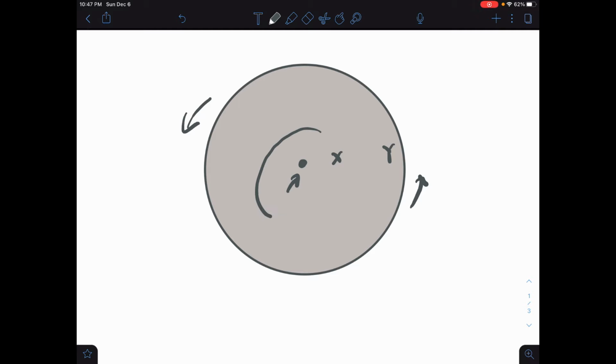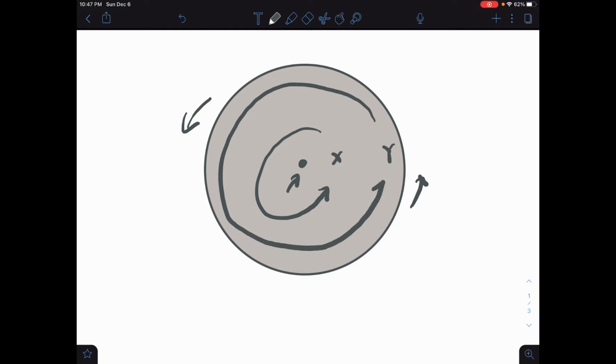Well, if I draw an arrow showing each letter's pathway, it's kind of obvious that Y travels the largest distance, and that's because it's further from the center. Y is further from the center, that's why it travels a larger distance when the disk is rotated.